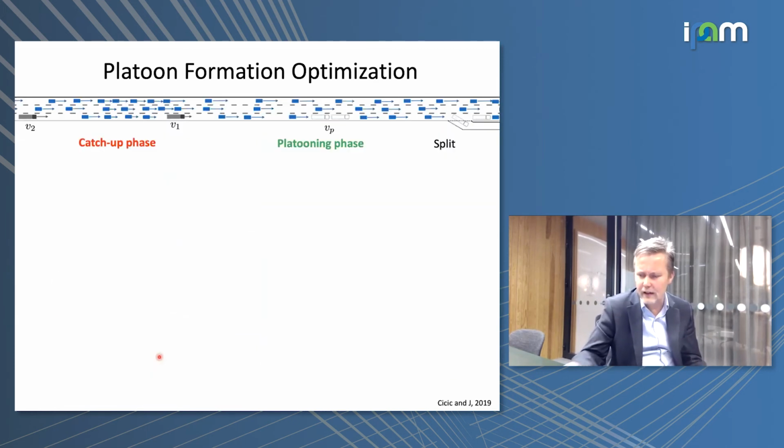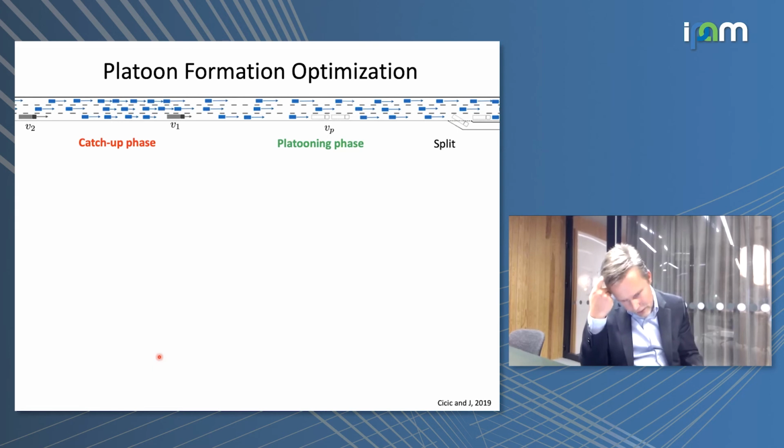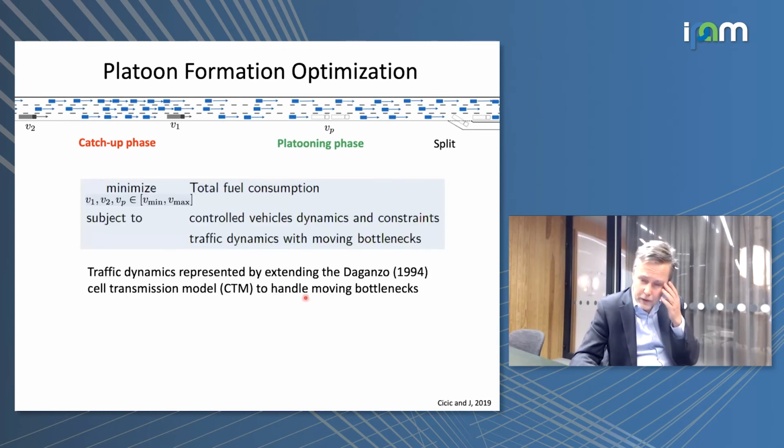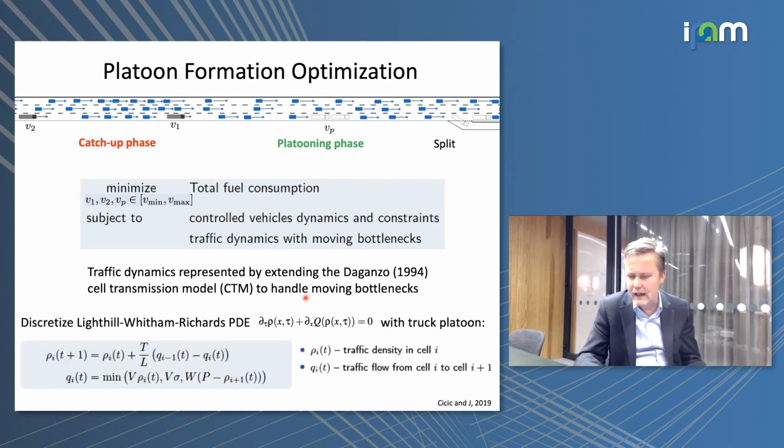So let's just look at how one would do that as an optimal control problem here. What I showed you was basically that we were in a catch-up phase there. After the catch-up phase, we will be in a platooning phase, hopefully for quite some time, when these vehicles would platoon, and then we would split again after some time. So with an optimal control problem, what I mean here is that we can now find the optimal reference velocity for these two different phases, so that we have as low total fuel consumption as possible, given the dynamics of this vehicle, but also given the traffic dynamics.